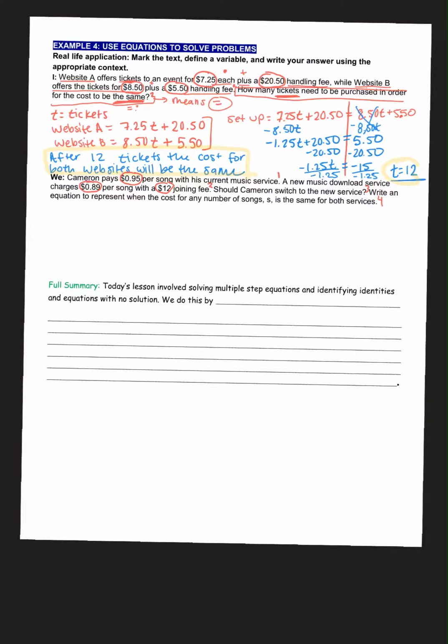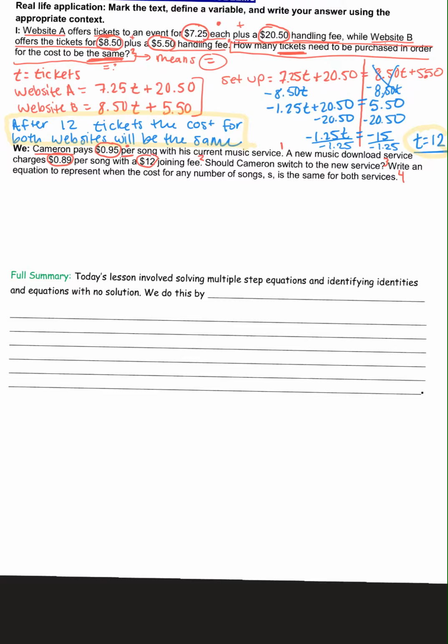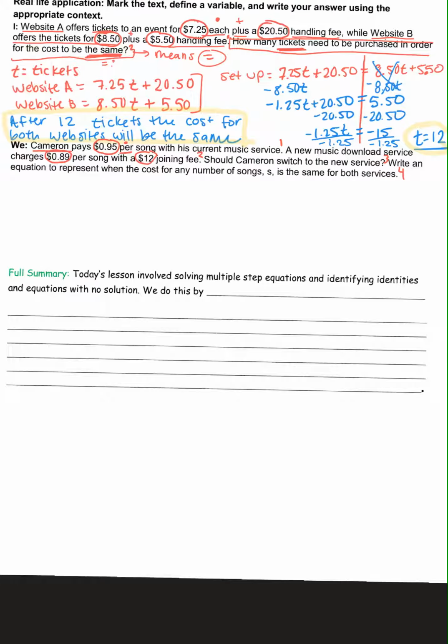All right, let's go back and underline our important stuff. So we're talking about Cameron. I see per. Per means times. And then I see per again in sentence 2. And we have a current music service and we have a new music service. And that's all I see that's important in sentence 1 and 2. Oh, a joining fee. That's a one-time fee. Should Cameron switch to the new service? Okay, that's a question.